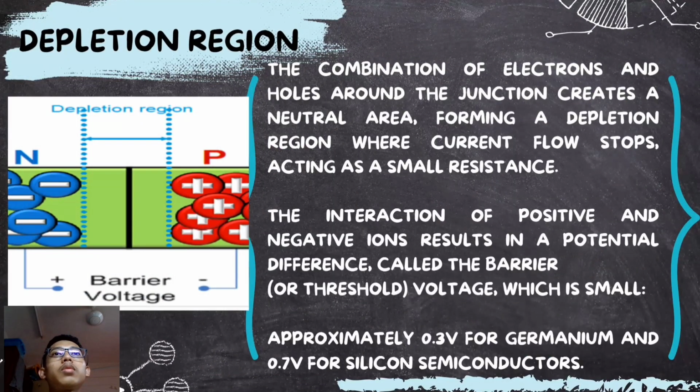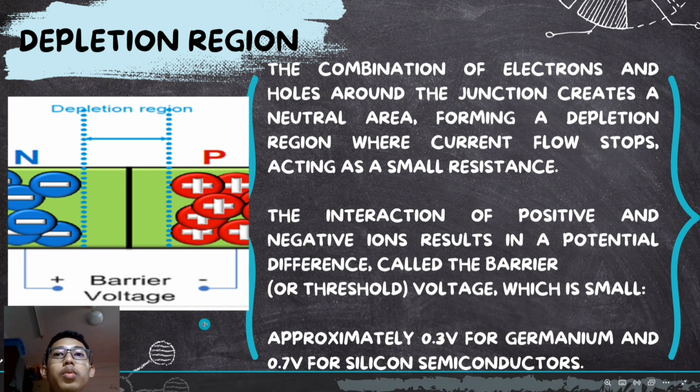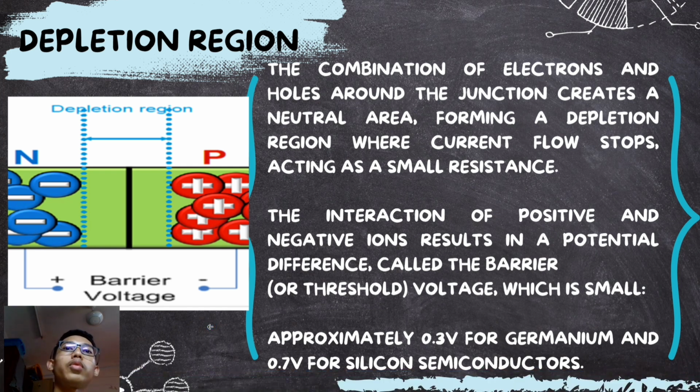The depletion region. The combination of electrons and holes around the junction creates a neutral area, forming a depletion region where current flow stops, acting as a small resistance. The interaction of positive and negative ions results in a potential difference called the barrier or threshold voltage, which is small, approximately 0.3 volt for germanium and 0.7 volt for silicon semiconductor. Just like the picture. If you are confused, you can look at the picture to understand more.